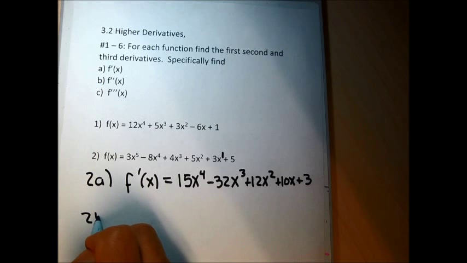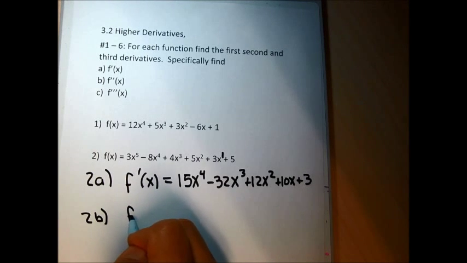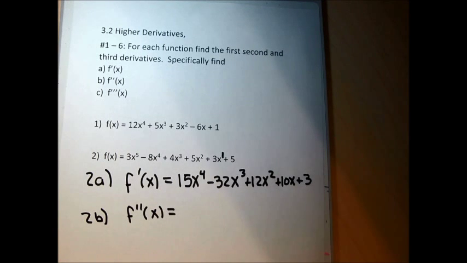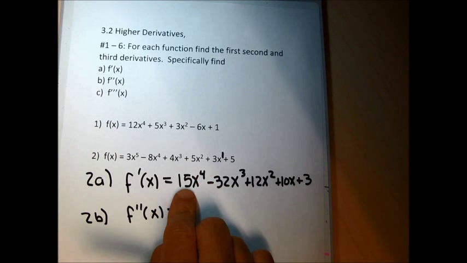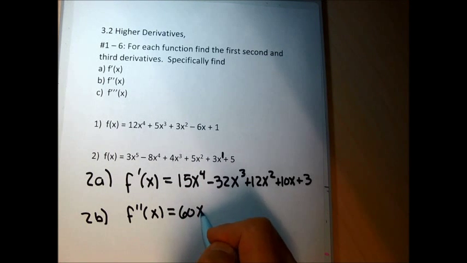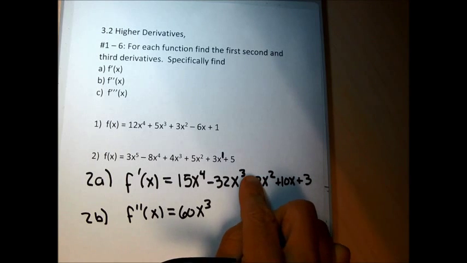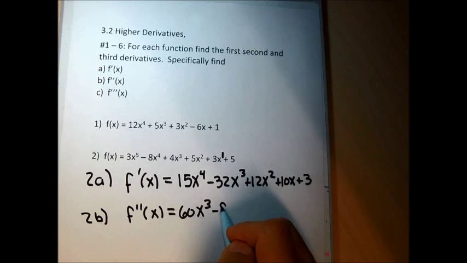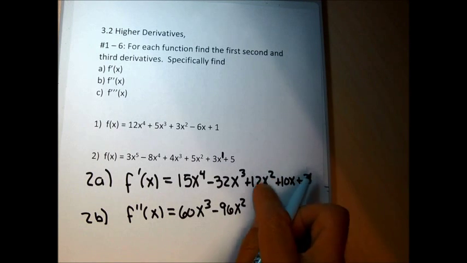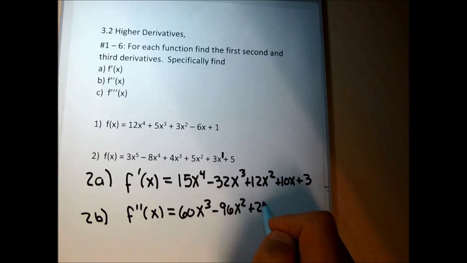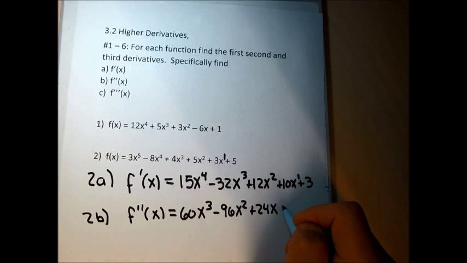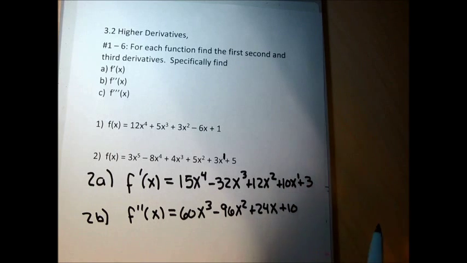The second derivative is just the derivative of the first derivative. So to do part b, f double prime of x, I'm just going to do the derivative of the first derivative. So 4 times 15 is 60. Lower the exponent by 1 to x cubed. 3 times minus 32 is minus 96. Lower the exponent by 1 to x squared. 12 times 2 is 24. Lower the exponent to an x. The derivative of 10x is just 10. The derivative of the constant 3 is 0.